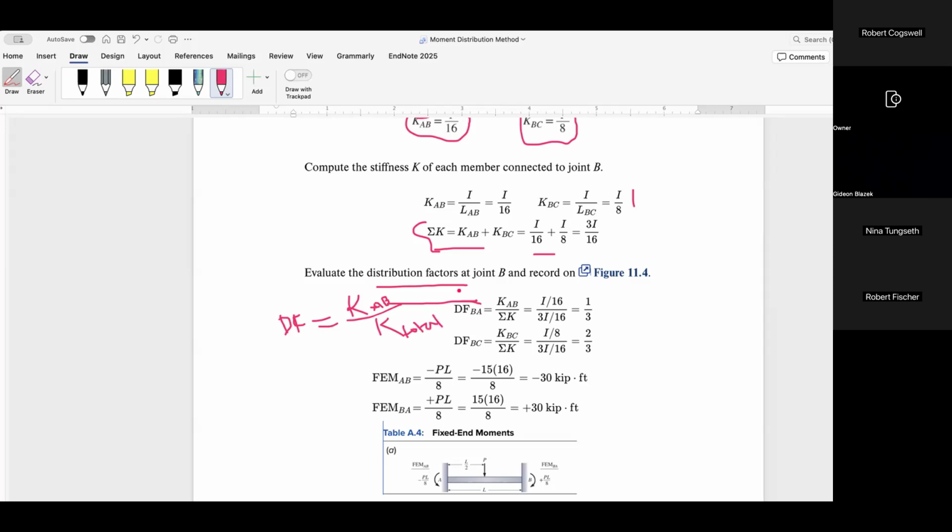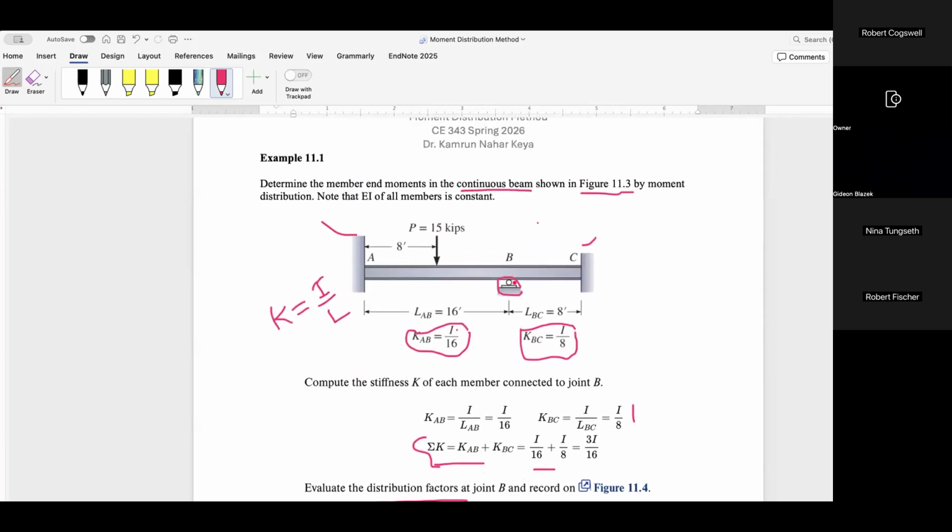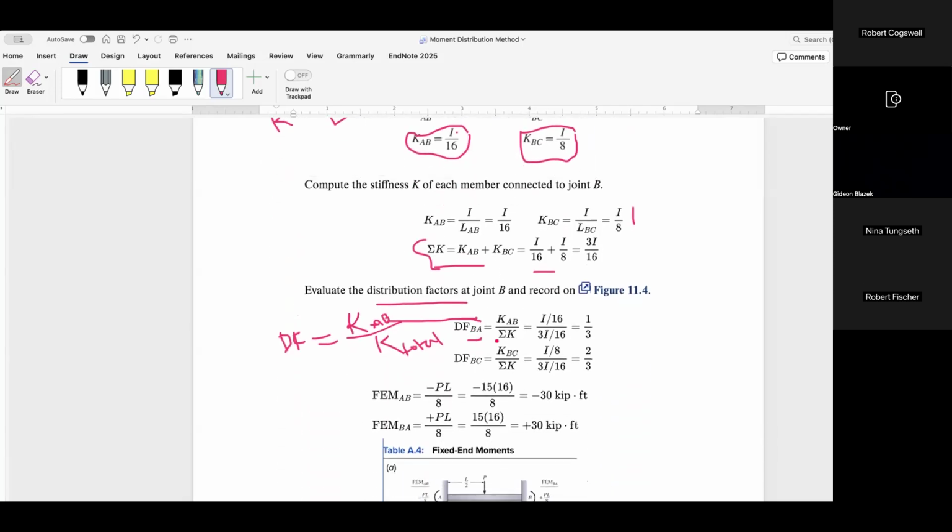So you compute the distribution factor for the AB and BC bars. They wrote BA, you can write AB, it doesn't matter. But it's always better to start from the end, because here we will write that distribution factor value. So we are computing for this point how that moment distributes to the other point. We get the distribution factor for AB bar at point B, 1/3.